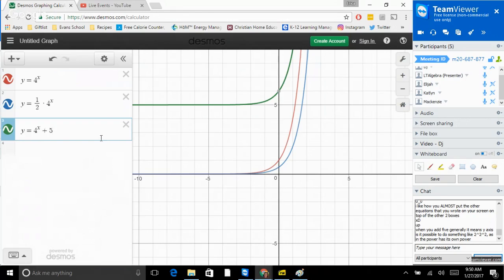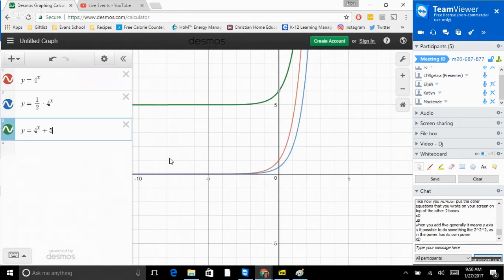Is it possible to do something like 2 to the 2 to the 2, as in the power has its own power? You could graph that, Elijah, but it'll probably just simplify it, right? 2 to the 2 to the 2 would just be 2 to the 4th. And then 2 to the 4th is 16.